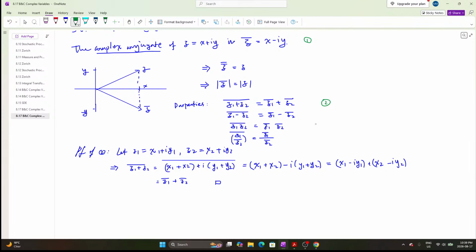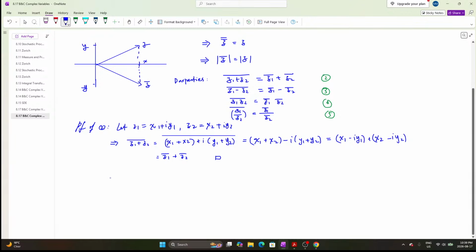These equations are labeled 3, 4, 5. And of course, when you write 5, you assume that z2 is non-zero. We'll stop writing this every time we write a quotient. This is classic convention: whenever you write a quotient, it is assumed that the denominator is non-zero. Next up, you also have other properties.